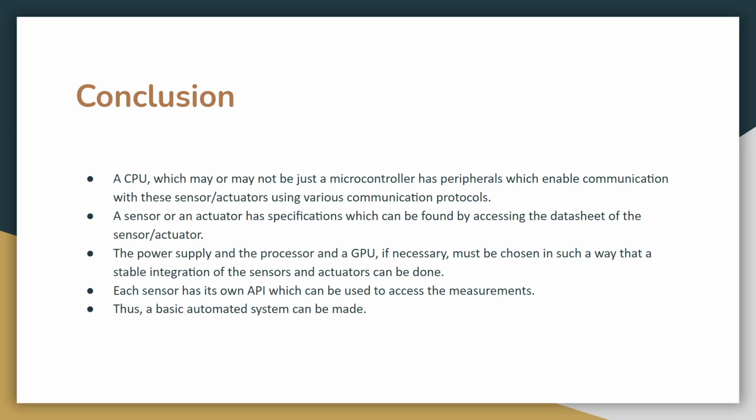In conclusion, a microcontroller has peripherals which enable communication with the sensors and actuators using communication protocols. A sensor and actuator has specifications which can be found by accessing its datasheet. The power supply, the processor and a GPU, if necessary, must be chosen in such a way that stable integration of the sensors and actuators can be done. Each sensor I showed you has its own API which can be used to access the measurements. Using all these, a basic automated system can be made, which, again, I repeat, is only the electrical and electronics aspect of a robot.